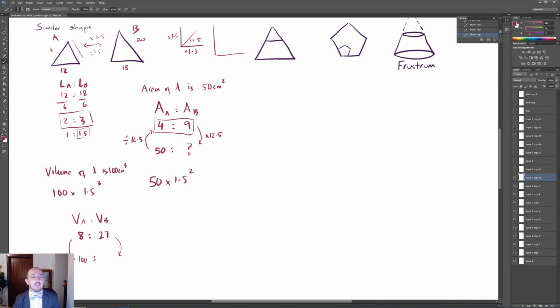Okay? So if they give you the information in areas and you divide them, you then have to square root them to get the length scale factor, and then you cube that to get the volume scale factor. All right. So if they give you the area, divide them and then square root them to get the length, and then cube it to get the volume.